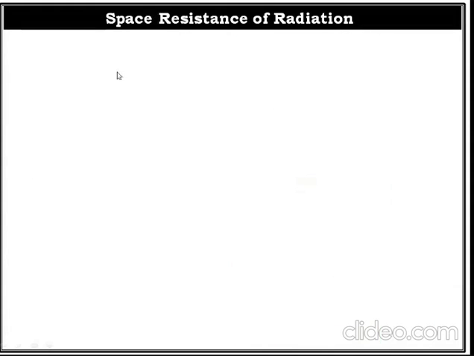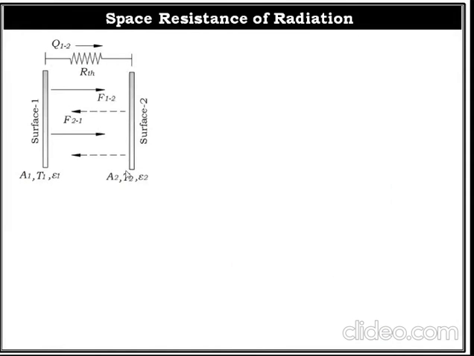Now the second resistance is space resistance. Suppose there are two plates, one with area A1, temperature T1, and emissivity epsilon 1. The second has area A2, temperature T2, and emissivity 2. Now as in a previous lecture we saw that if there is radiation from plate 1 to 2, we have to consider shape factor F1 to 2. If radiation is from 2 to 1, then we have to consider shape factor 2 to 1. Here we are considering only heat transfer from 1 to 2.